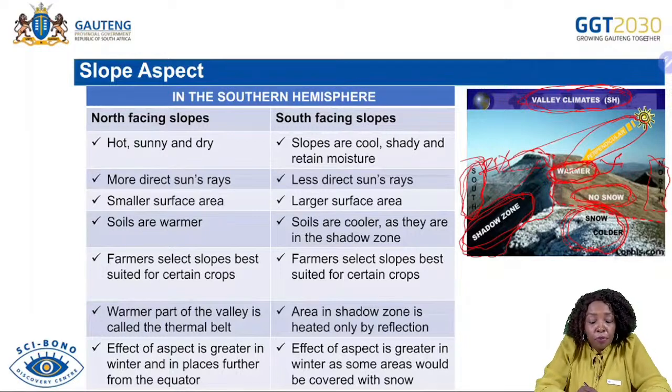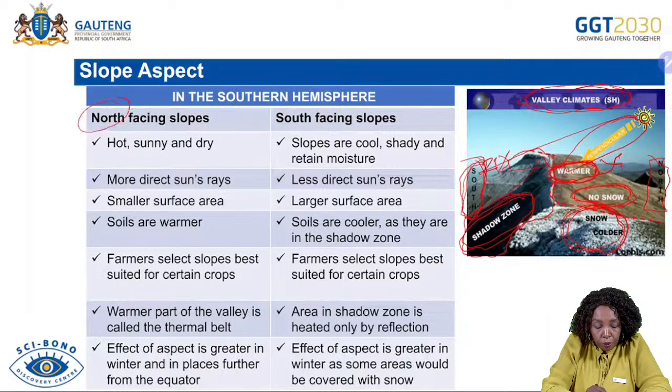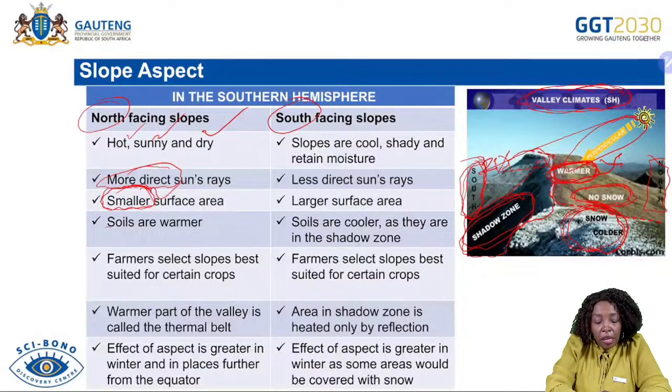So let's look at the points that I have been mentioning, which are mentioned here. We're looking at the north-facing slope as well as the south-facing slopes. The north-facing slopes are hot, sunny, and dry. They also have more direct sun's rays. Then the intensity of the sun hits a smaller surface area, which makes more concentration of heat over those areas. And the soil that we find there would be warmer.